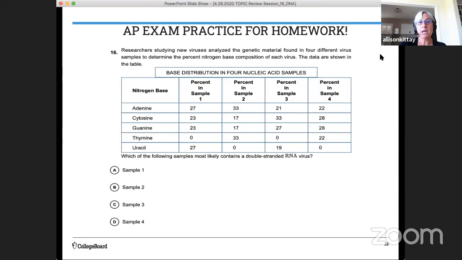All right, so here's your homework. This is your homework for tomorrow. You'll be with Ms. Pfizer tomorrow, so she'll review this with you. And tomorrow's lesson will be on protein synthesis.